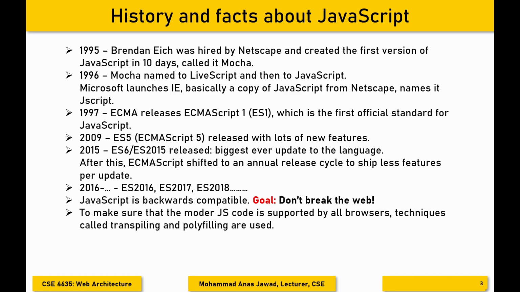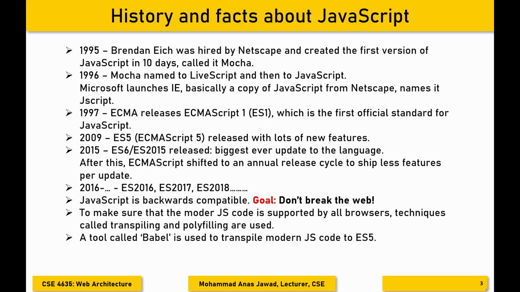To make sure that all the modern JavaScript code that we write today is supported by all browsers, some techniques called transpiling and polyfilling are used. The reason behind this is that we cannot always assume that all the browsers will support all the modern JavaScript code that we write. It is entirely possible that some users may have an outdated browser, or not the latest browser, which does not support the cutting edge technologies that are used by JavaScript today. So to avoid that, we use some techniques called transpiling and polyfilling.